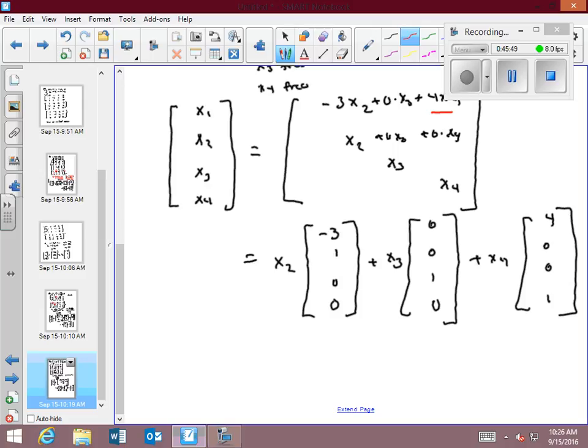Problem 14 says, suppose the solution set of a certain system of linear equations can be described as x1 equals 3x4, x2 equals 8 plus x4, x3 is 2 minus 5x4 with x4 free. Use the vectors to describe this set as a line in x4.